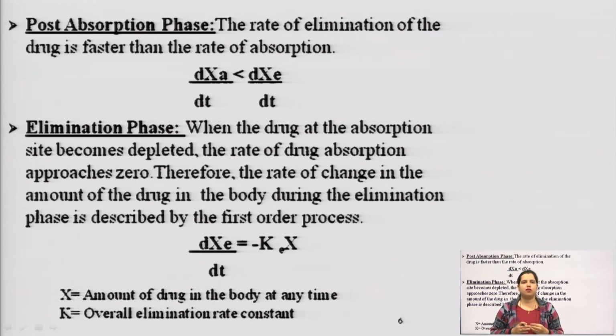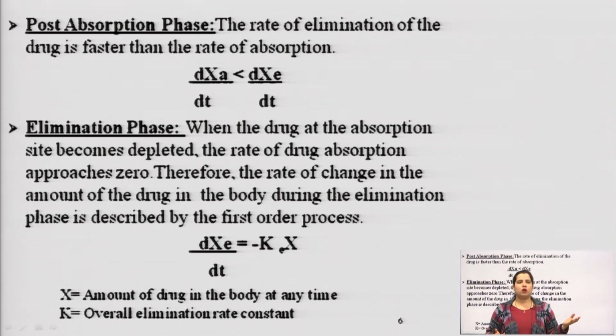In the elimination phase, basically when the drug at the absorption site becomes depleted or degraded and done with the work, the rate of drug absorption approaches 0. Now, at this elimination phase, no absorption will take place further, and all the remaining drug will get eliminated. So, therefore, the rate of change in the amount of drug in the body during the elimination phase is described by first order kinetics, as no absorption is taking place, only elimination is occurring.